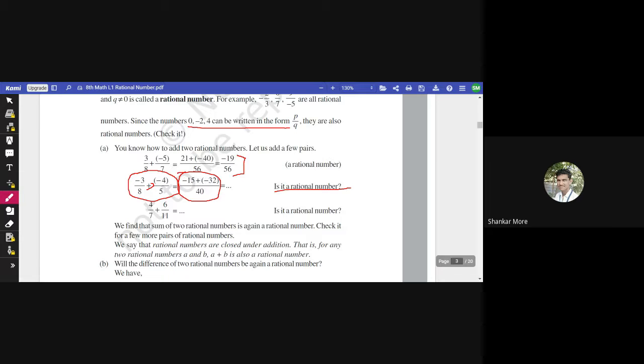That means if it is positive then give positive sign, if negative then give negative sign. Here both the numbers are negative, so we will add them. 15 plus 32 is 47, but since the numbers are negative, we will give the sign of negative. So minus 47 is the correct answer. Minus 47 divided by 40. Minus 47 divided by 40. This is going to be our answer. So now tell me whether this is a rational number or not.